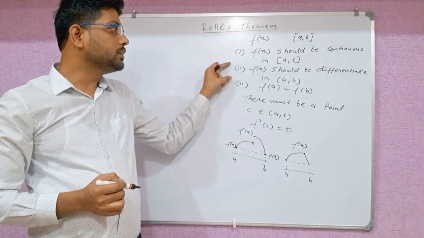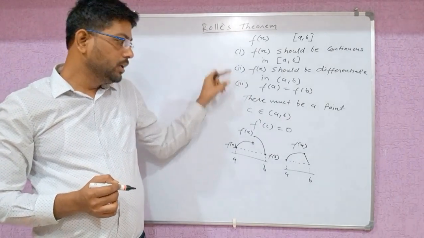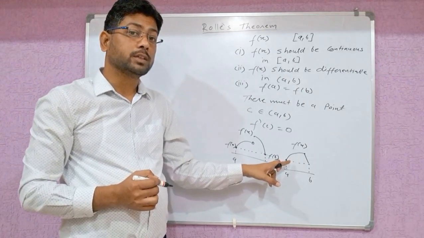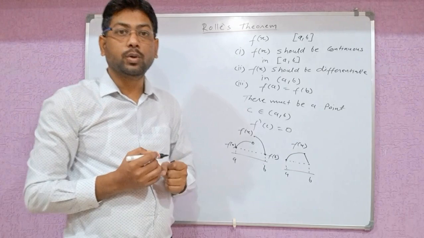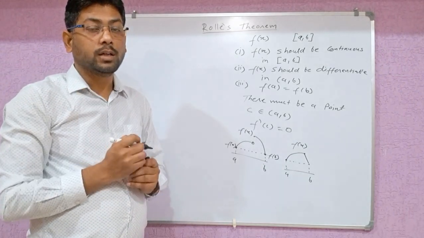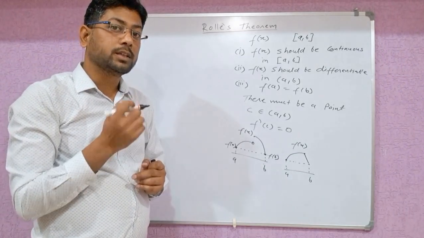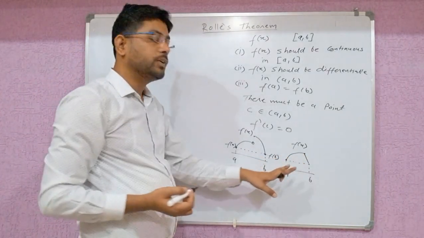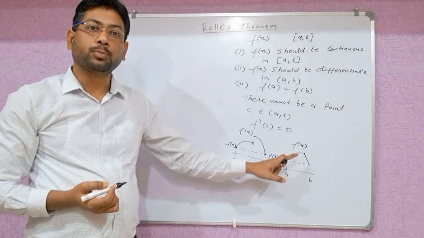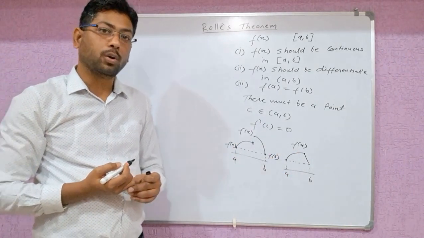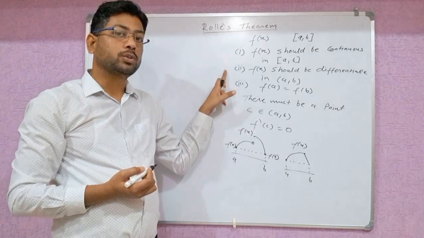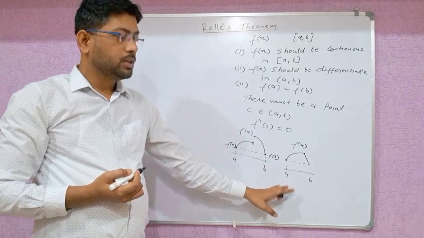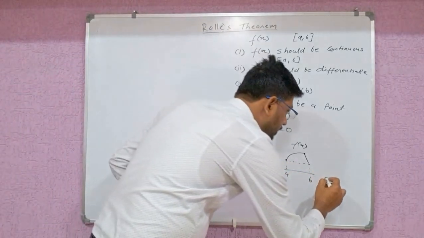Now the second condition is f(x) should be differentiable in a to b. Now is this function f(x) differentiable or not? By graph, how can we observe whether the function is differentiable or not? We know that if there is a sharp corner in the graph, then at that point the function is not differentiable. So here we know this is a sharp corner. So this function will not be differentiable at this point, because at this point an infinite number of tangents can be drawn. So the second condition is not satisfied here. So again we cannot apply Rolle's theorem. Now see another example.